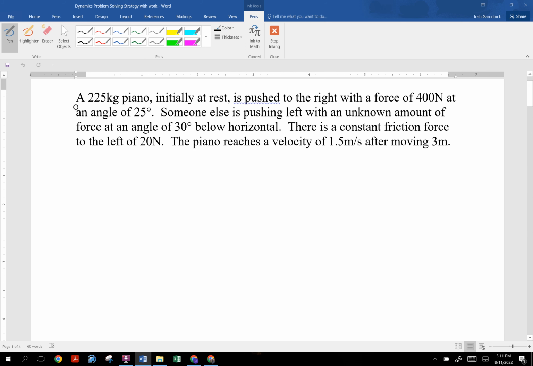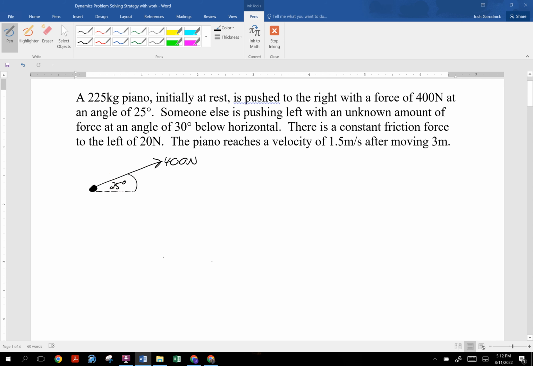All right, first thing I'm going to do is draw a free body diagram of this piano. This is a skill that you will get so much better with time and practice. Some people have a little difficulty with it, but after a while, you're totally good. So we have a force of 400 newtons at an angle of 25 degrees. It doesn't say anything about above or below, so we assume above. So this is 400 newtons at an angle of 25 degrees.